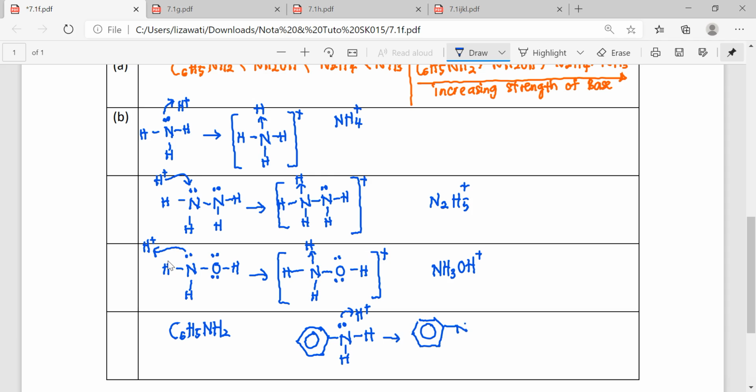So there would be a formation of a dative bond. And the charge here, because it accepts a proton, becomes a positive charge. So you can write here C6H5, and then for the nitrogen, it has 1 more hydrogen, NH3 plus.